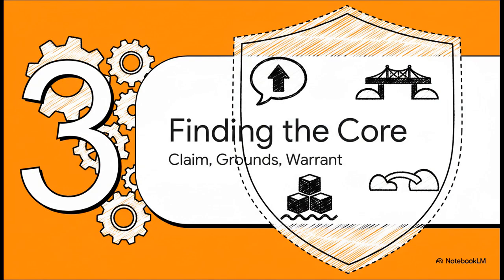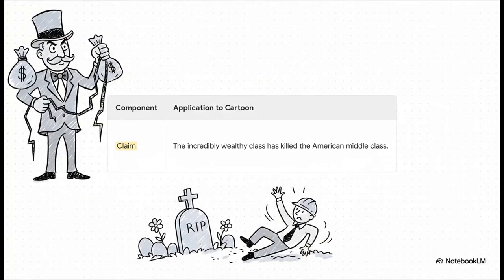Okay, we're going to start with the first 3 pieces. These 3 really form the absolute core of any argument out there: the claim, the grounds, and the warrant. First up, the claim. This is super simple. It's just the main point the arguer is trying to get across. What's the bottom line? And in Matsson's cartoon, the claim is pretty blunt. It's that the super wealthy, personified by the Monopoly Man, have directly caused the death of the American middle class.